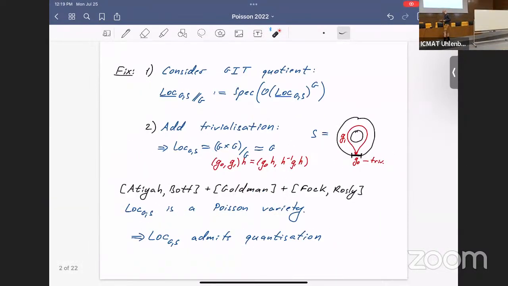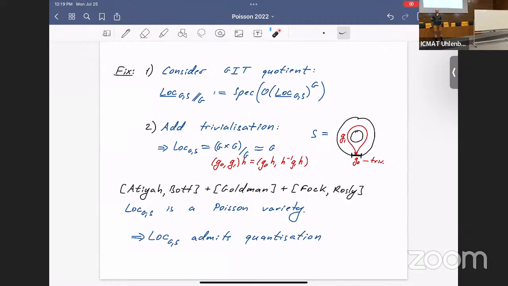All right. So we can fix it in two possible ways. First of all, instead of considering the geometric quotient, we can consider a GIT quotient, right? So we can instead just take Loc_G^S mod G, which is by definition, we take regular functions on the space of homomorphisms and take G-invariant functions and then take Spec of this, an affine variety. Okay, so that's one thing, and people do use it, right?